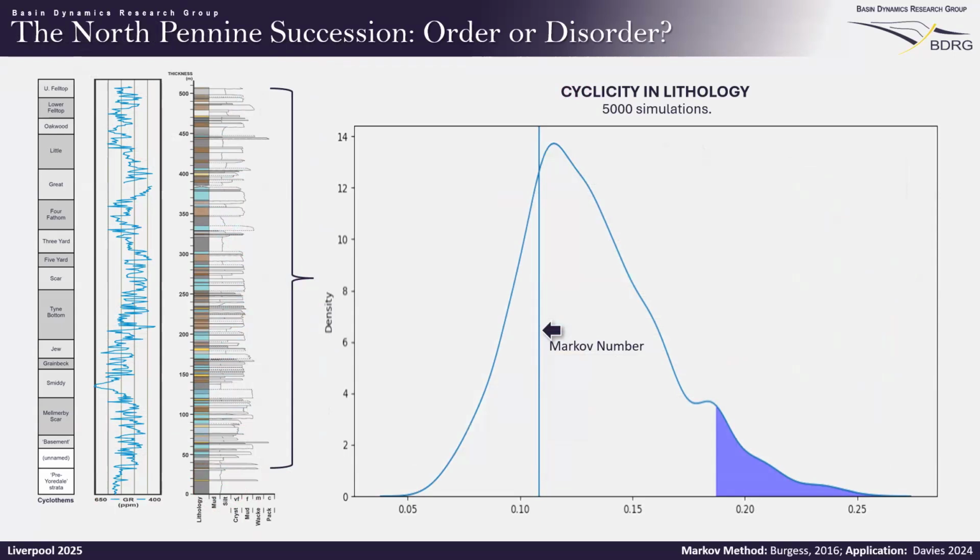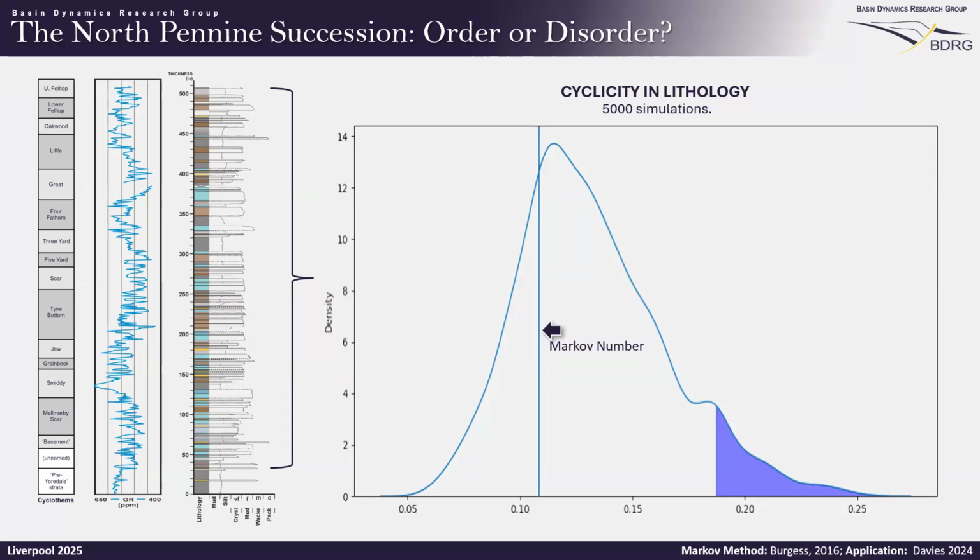I'm not going to explain Pete's method in great detail. Pete is sitting here. You can talk to Pete or you can talk to me afterwards if you want the detail. But in the interest of time, I'll just show you how this works. Essentially, by looking at how the beds change upwards from one thing to another in that succession, you can work out what's called a Markov number for the entire succession. And the Markov number is essentially a mathematical measure of how cyclic that is.